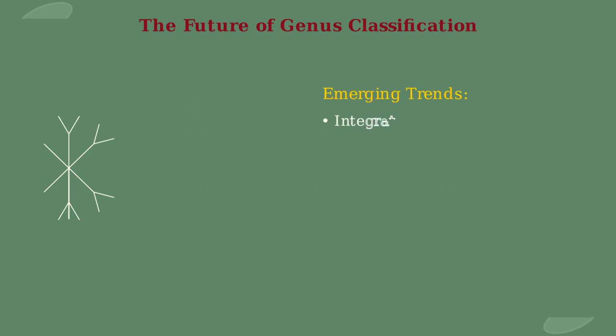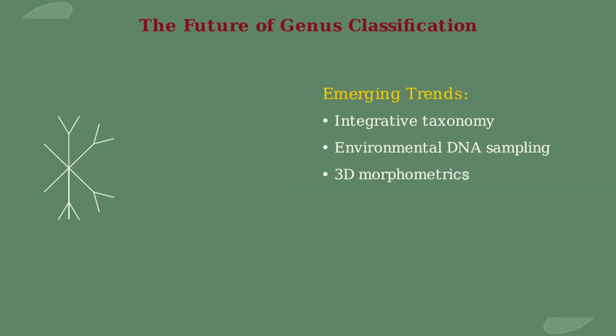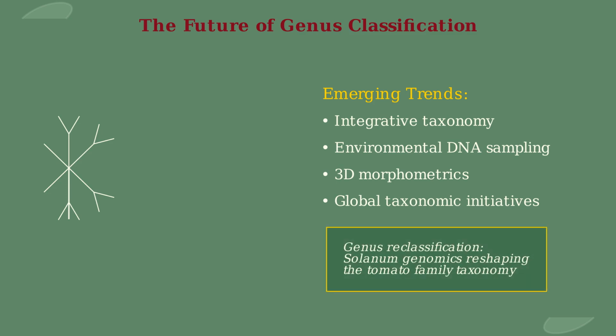Emerging trends include integrative taxonomy that synthesizes multiple data sources, environmental DNA sampling for detecting cryptic diversity, advanced morphometric techniques, and collaborative global initiatives to standardize genus concepts. For instance, genomic studies in the Solanum genus are reshaping our understanding of tomato family relationships at the genus level.